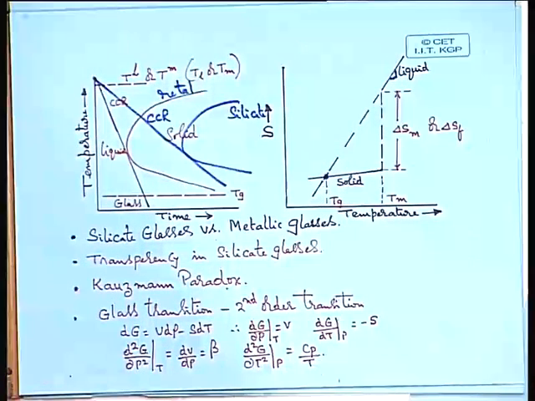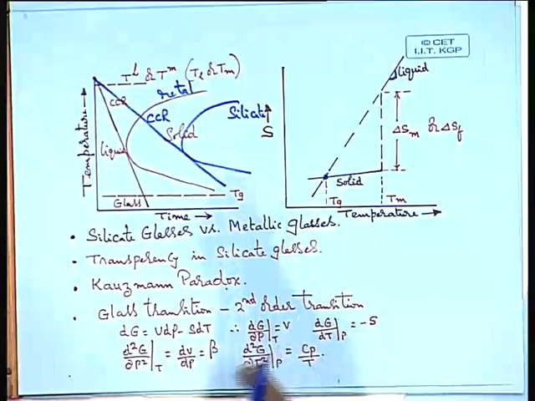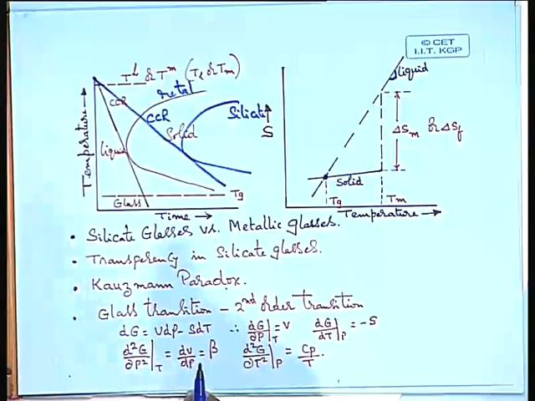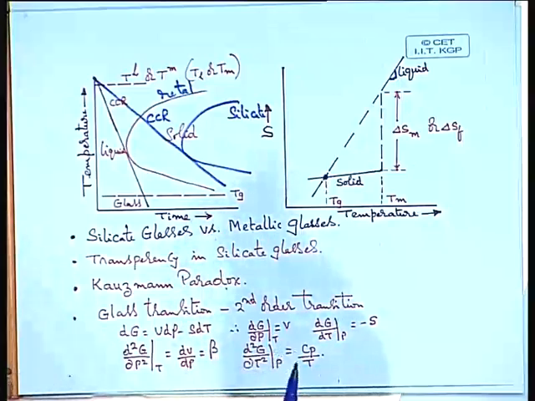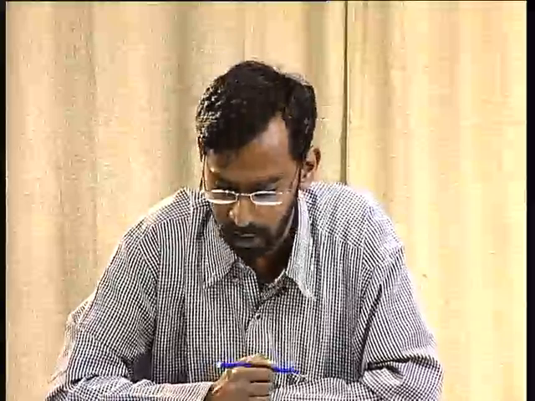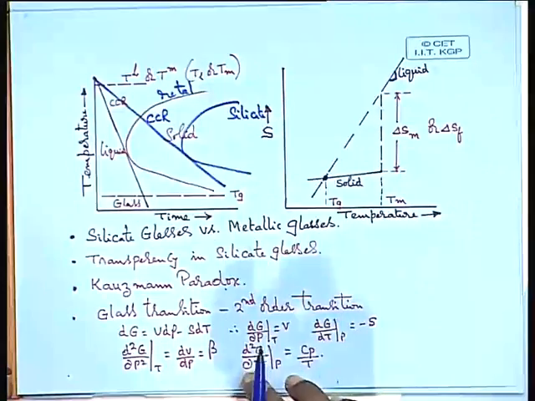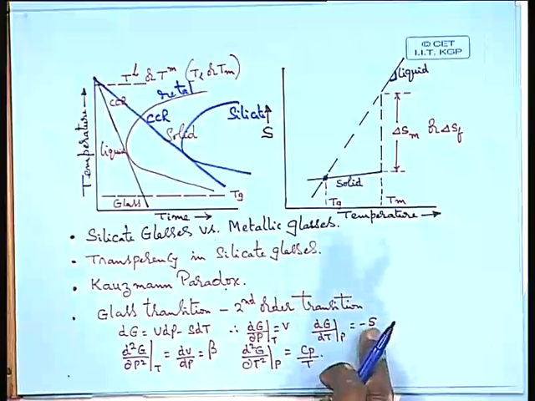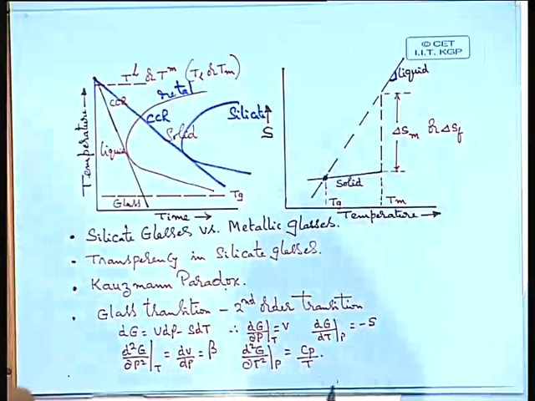And what is the second differential? The second differential of the free energy, ∂²G/∂P² at constant temperature, is nothing but dV/dP, because the first differential is V. And what is dV/dP? That is called compressibility. The rate of change of volume with pressure is compressibility. When I am pressurizing it, how the volume changes is the compressibility of a material. And what is the second differential of free energy with respect to temperature? It is nothing but dS/dT. What is dS/dT? It is Cp by T.